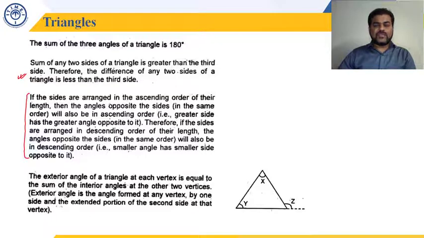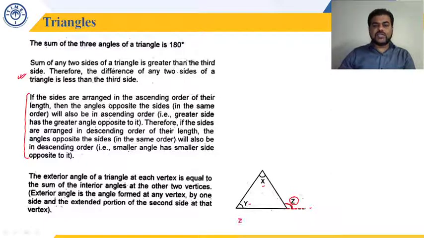Then the property related to exterior angle. Suppose we have this triangle, and x and y, these two are known as interior angles, and whenever you extend a side, the angle formed outside is known as the exterior angle. So this angle Z is an exterior angle, and the property says that in a triangle any exterior angle will always be equal to the sum of the interior opposite angles.